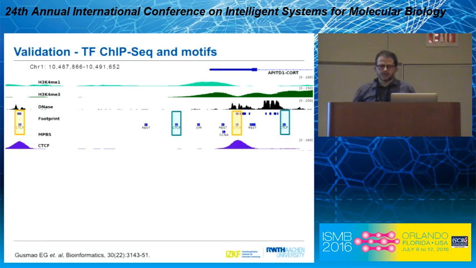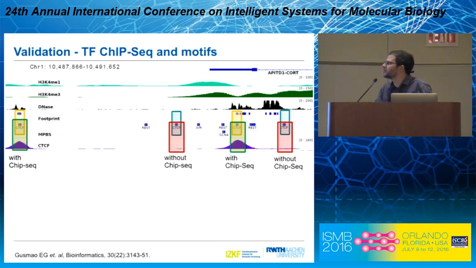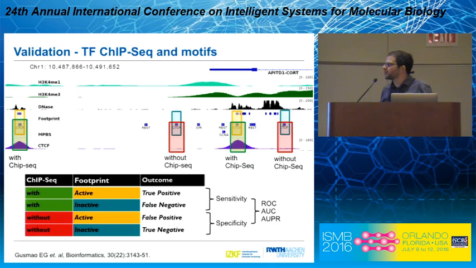And one way you can evaluate this is you can use ChIP-seq of the transcription factors, and now whenever you have, let's say, your active predictions which are also supported, these will be your true positives. On the other hand, your negatives, which are also not supported by ChIP-seq, will be your true negatives. And out of this, of course, you can measure sensitivity, specificity, and area under the curve.